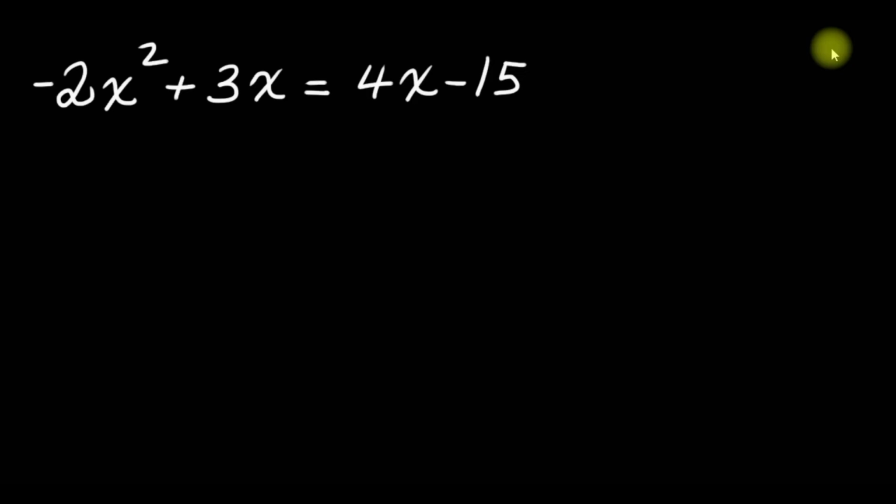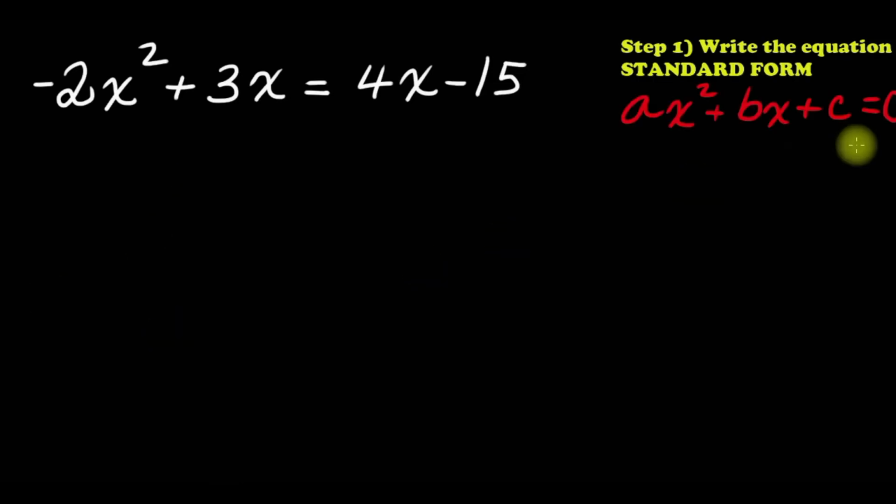So in this lesson, I'm going to show you how to solve quadratic equations by using the quadratic formula. Okay, so let's take a look at this one here. You're given negative 2x squared plus 3x is 4x minus 15. So this time we are going to use the quadratic formula to solve it. And we have a 3-step procedure of how to do that. So let's go ahead and take a look at step 1.